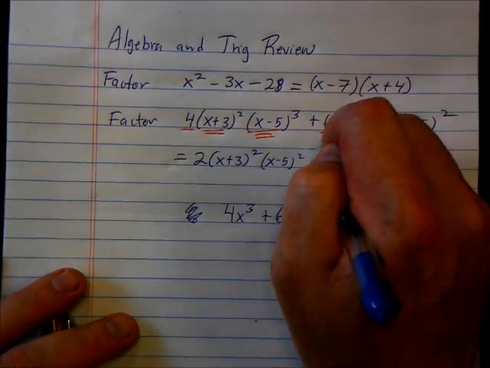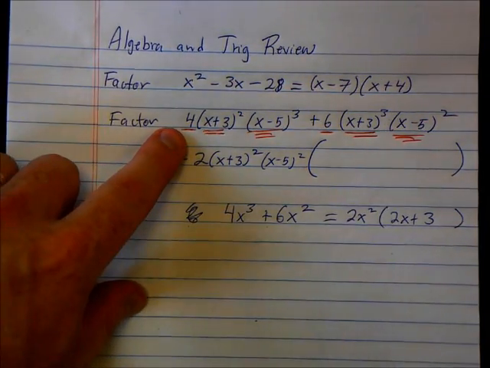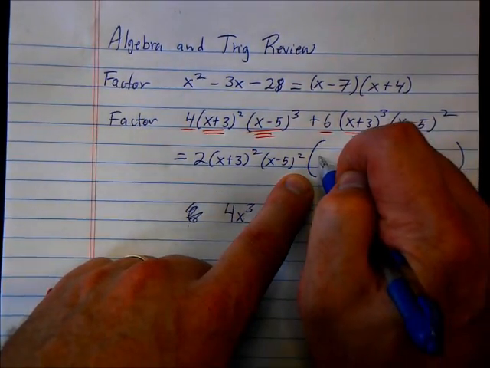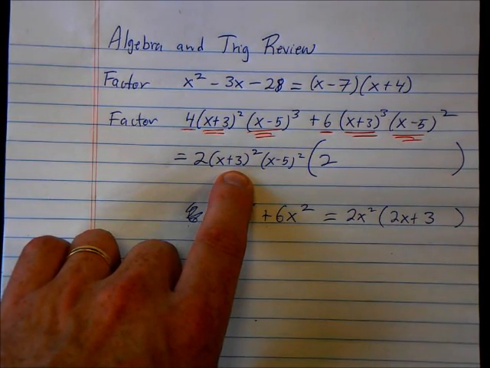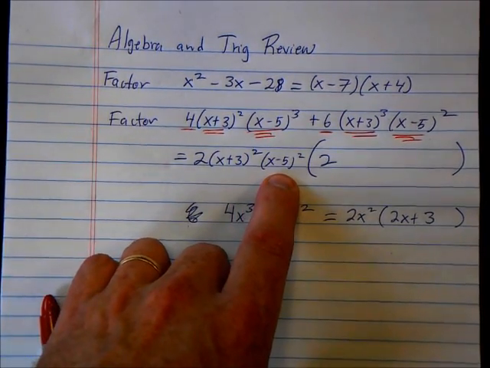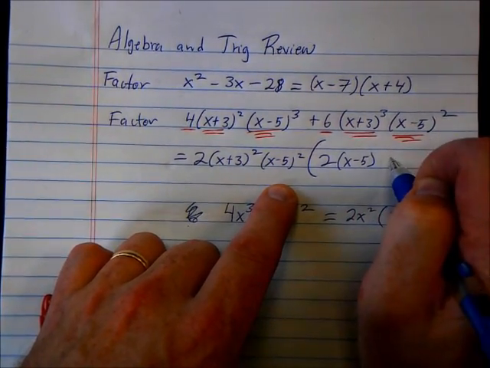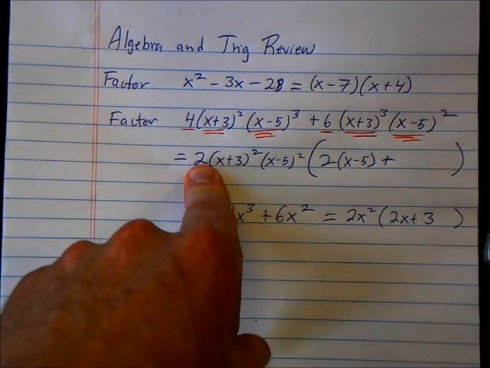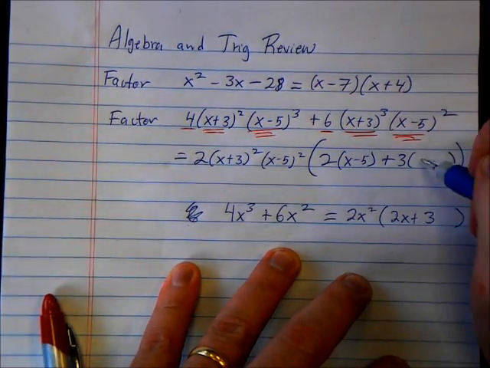All right, and then I like to draw a big bracket. What's left over? Well, I had a 4. I factored out a 2, so left over is a 2. I had an (x plus 3) squared, but I factored that completely out, didn't I? So how many (x plus 3) pieces are left? None. I had (x minus 5) cubed. I factored out 2 of them, so how many are left? 1. So I'm going to have an (x minus 5) plus. And then I go to the other term. Here's a 6, but I factored out the 2, so left over is a 3. And then what else is left over in this term? (x plus 3).